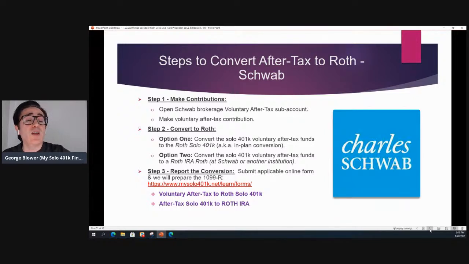Now that transfer, that conversion to the Roth account is a reportable event. So you want to let us know about that so we can gather the information that's needed so that we can generate that 1099-R. And depending on whether you're going to a Roth solo 401k or a Roth IRA, you want to go to our website. If you go to mysolo401k.net, go into the Learn menu, and then click on Forms, and you'll see there's one online form for after-tax to Roth solo 401k, and then another for after-tax to Roth IRA.